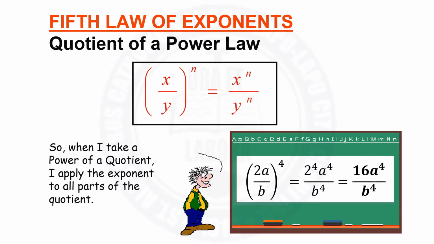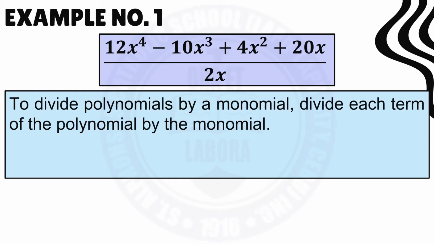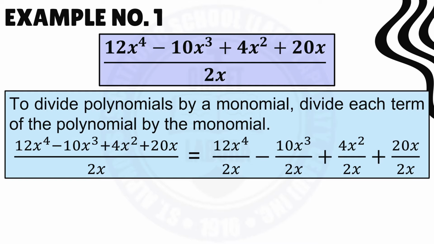Since 2 raised to 4 can still be simplified, therefore we have here 16a raised to 4 all over b raised to 4. And that is our final answer. First example, 12x raised to 4 minus 10x cubed plus 4x squared plus 20x divided by 2x. To divide polynomials by a monomial, we have to divide each term of the given polynomial by the monomial. In this case, 2x here is our monomial.